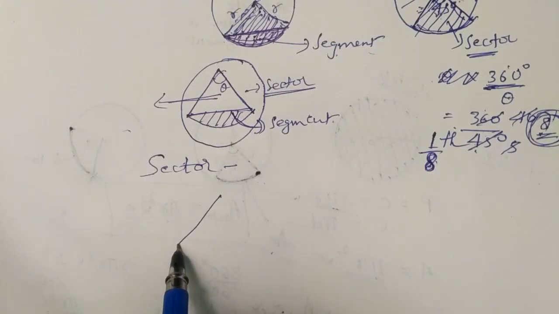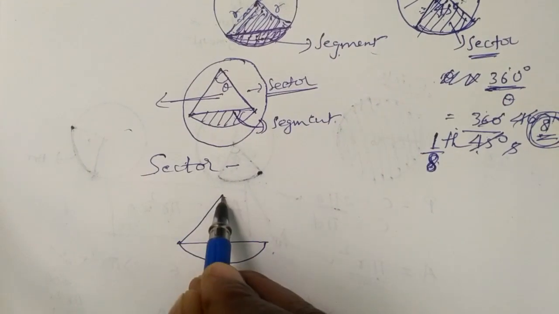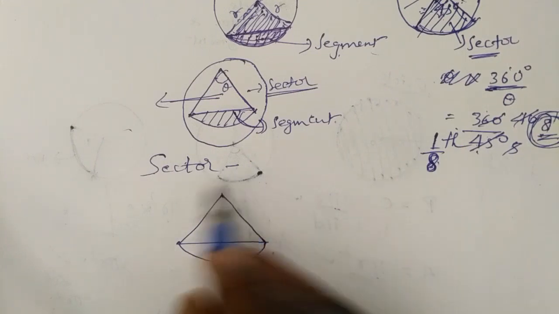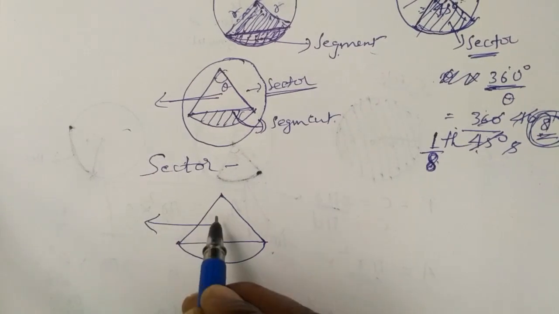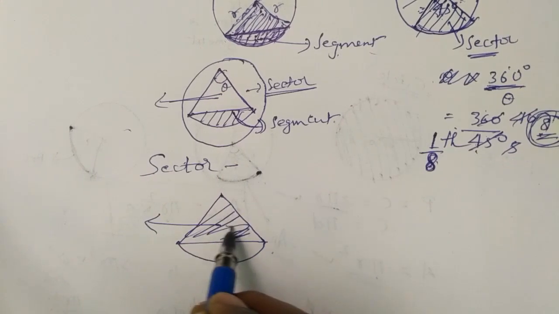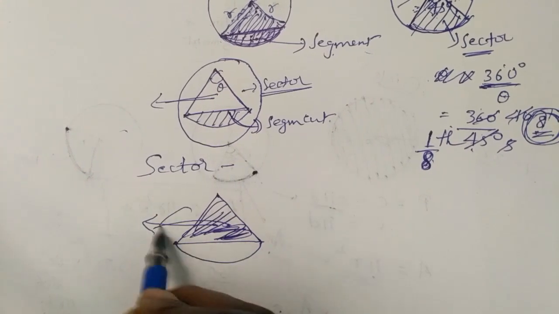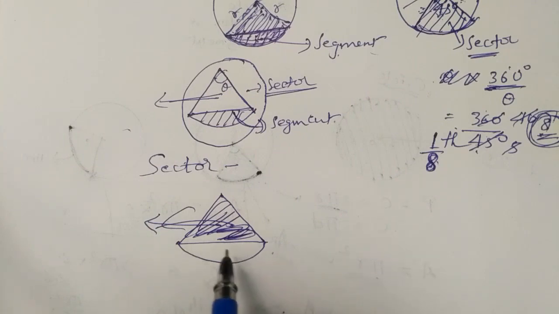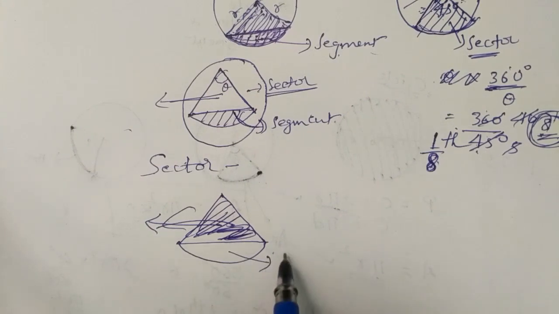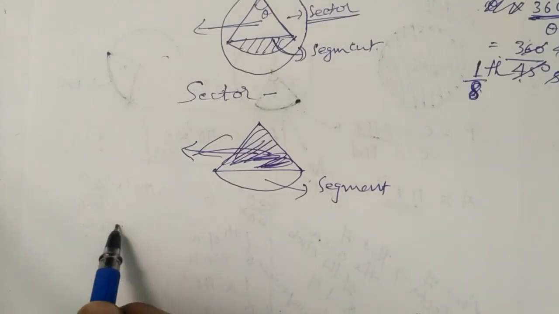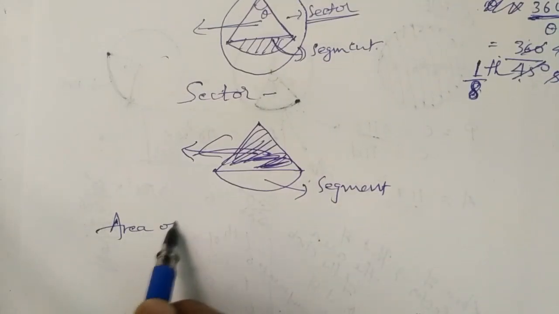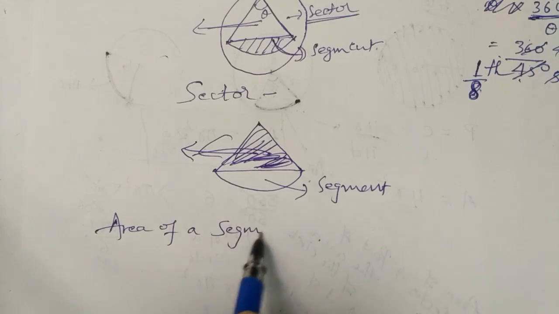See, this is the complete sector. In that sector, this part is removed. Removed means taken out. This part is taken out. What part remains with it? What remains is the segment. So finally we find the area of a segment in this way.